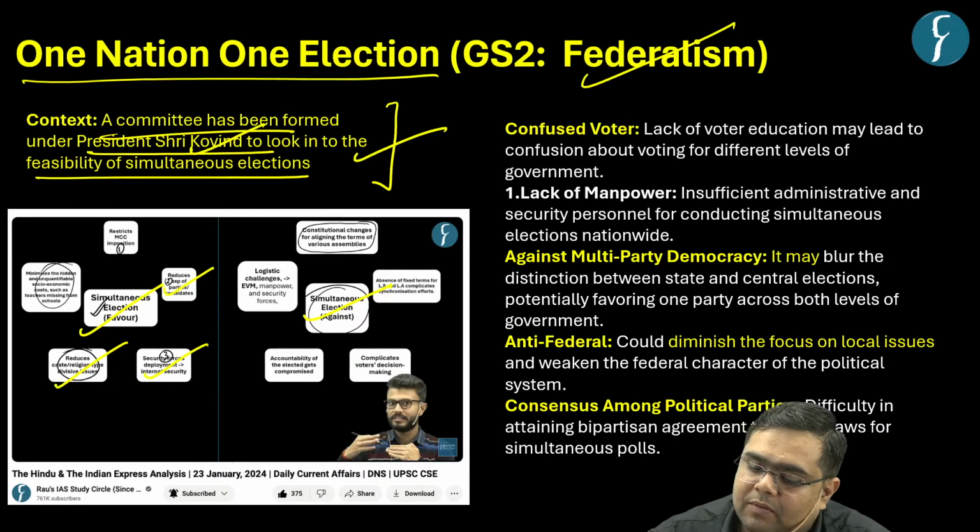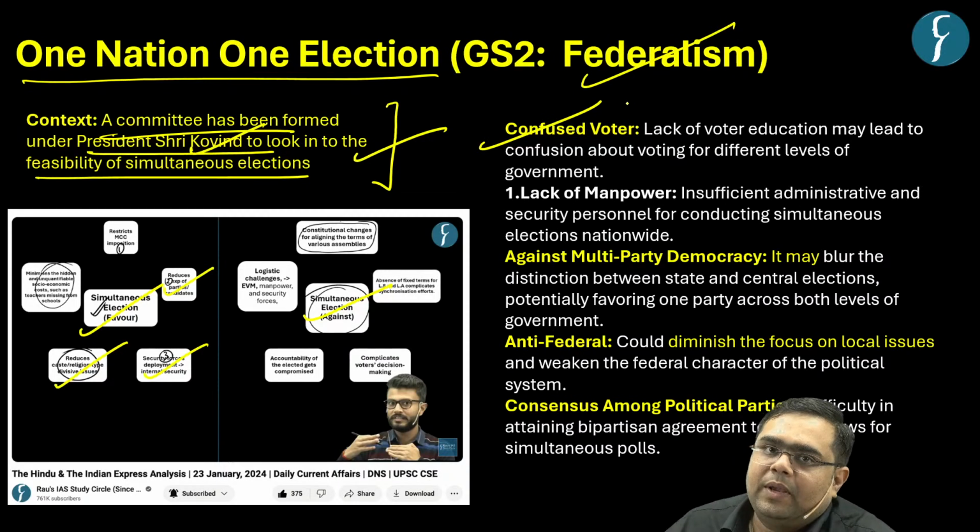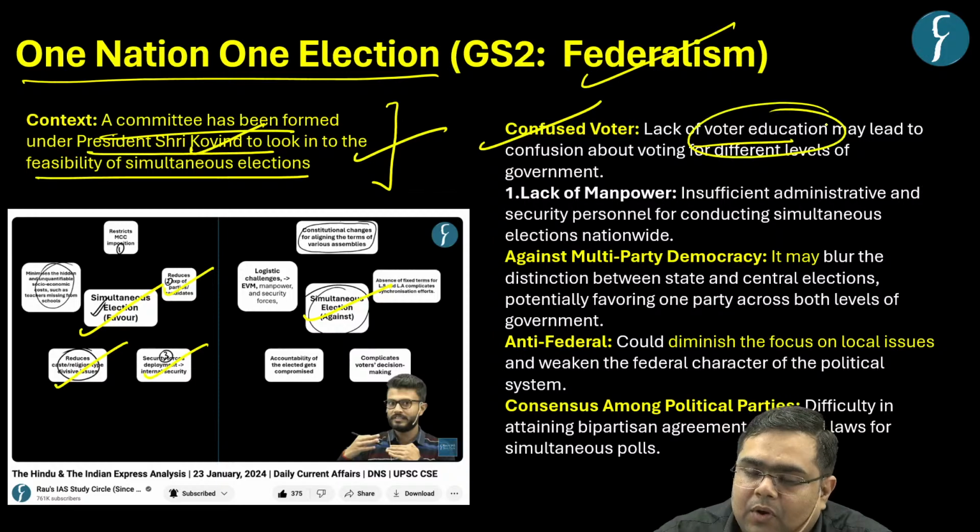The first issue could be that the voter could be confused, right? In India, why do we follow the first past the post system, right? It is because of the lack of political or basic academic or educational literacy in India.